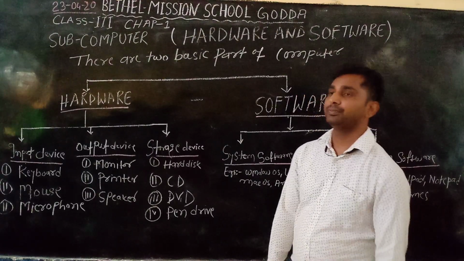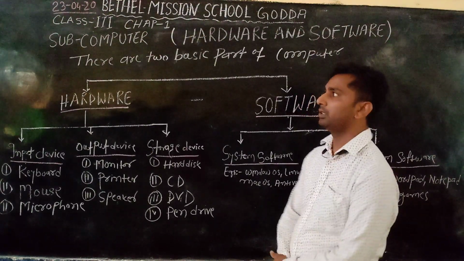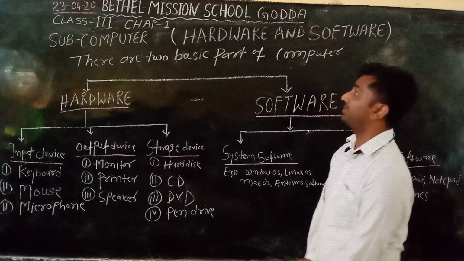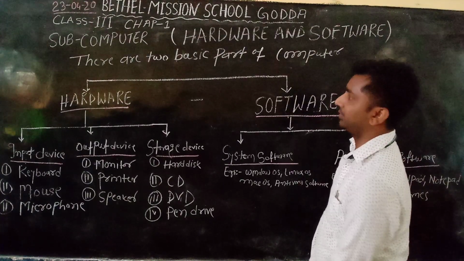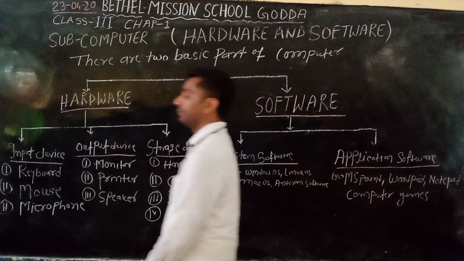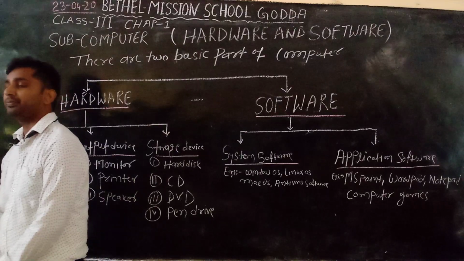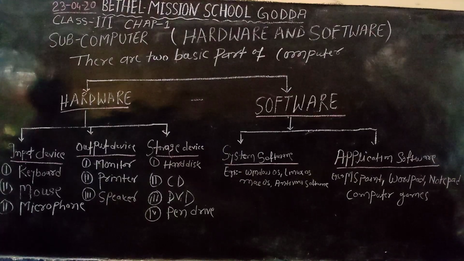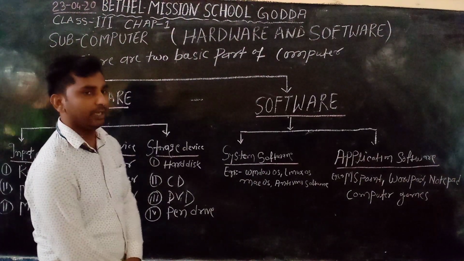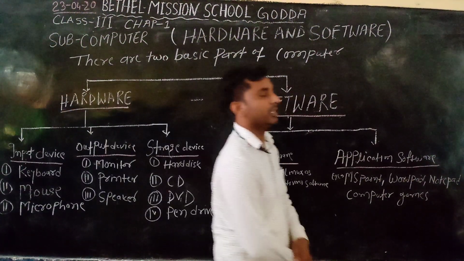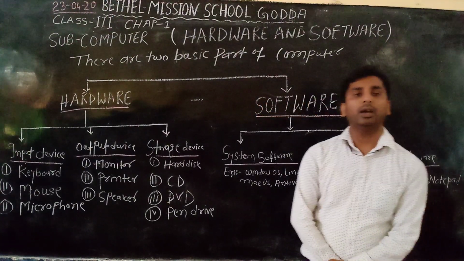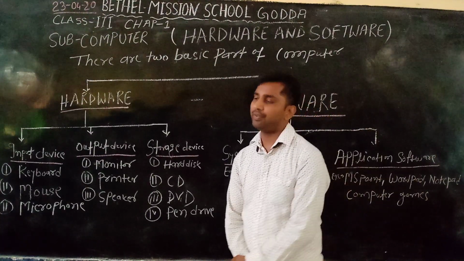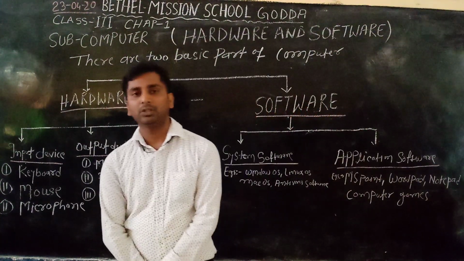My name is Roshan. Today I will teach you computer class 3, chapter number 1, and the chapter name is hardware and software. So now, what is a computer? A computer is an electronic machine. It is a very useful machine. It runs on electricity. A computer consists of hardware and software.